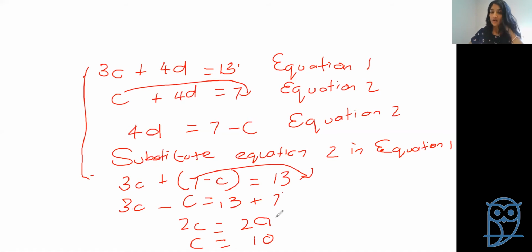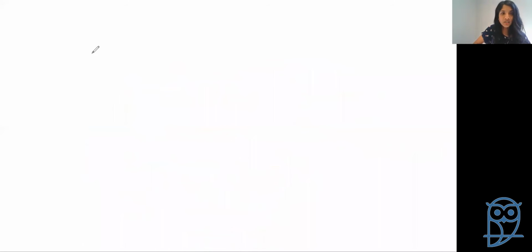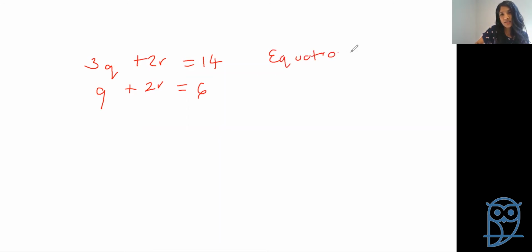Now, that was 2 easy ones. Let's do number 8. Number 8 goes like this. It says 3q plus 2r is equal to 14, and q plus 2r is equal to 6. This is equation 1, and this will be equation 2.